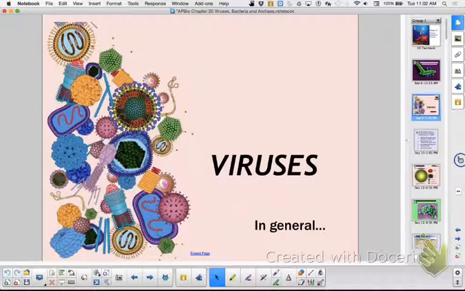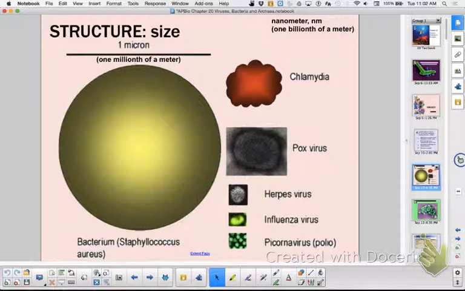Here you can see a picture for scale and size. You have a bacterium here on the left. Here is chlamydia. That's also bacterium. And hopefully you never get chlamydia. It's one of the most common sexually transmitted diseases in women. Pox virus, herpes virus, influenza, polio.